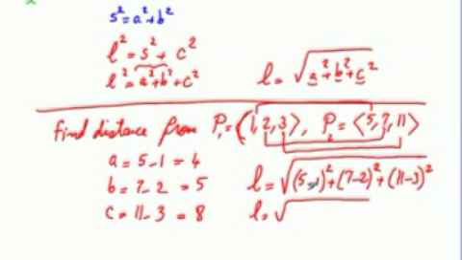So 4 squared, that's 16, and then 25 plus 64. So this is 70, 80, and 105. Distance of these 2 points is 105.